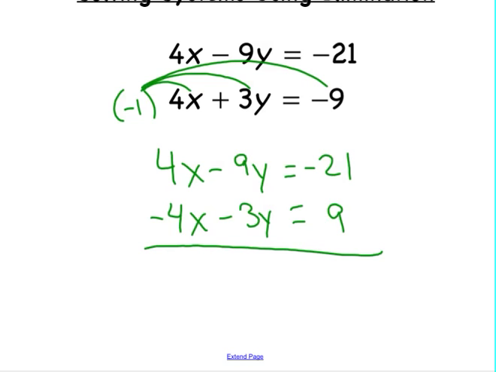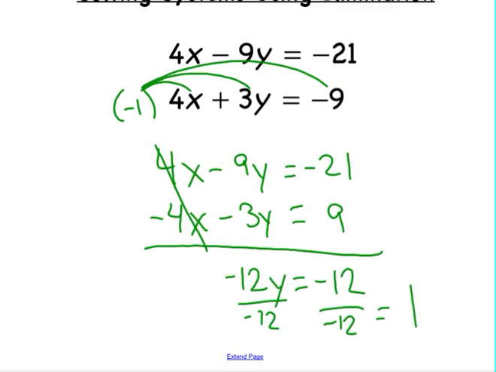Now I'm going to add my equations together. You can do this because I know that 4x plus negative 4x is 0. So I'm just going to eliminate it and I'm going to cross it out. So now negative 9 plus negative 3 is negative 12. Y equals negative 21 plus 9 is negative 12. Divide each side by negative 12.